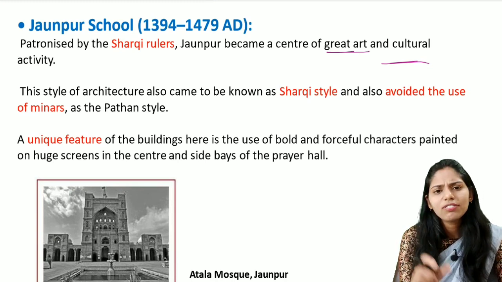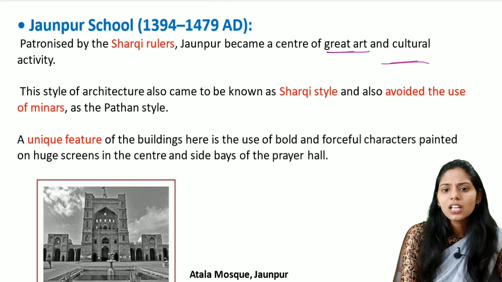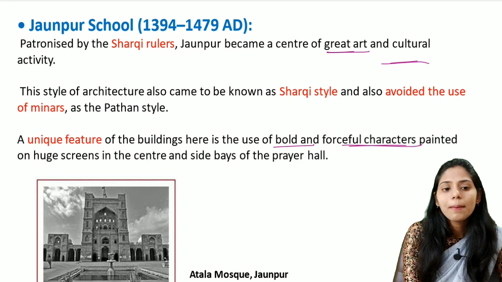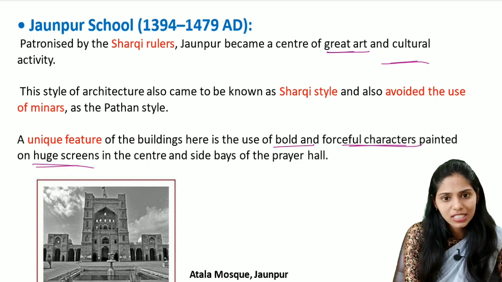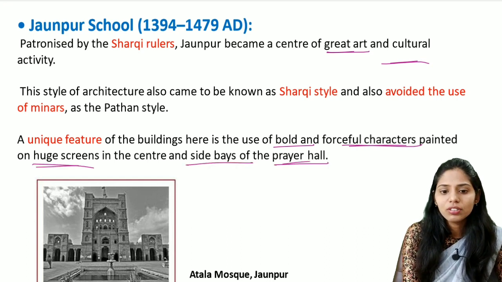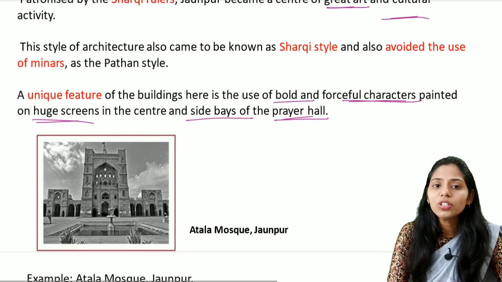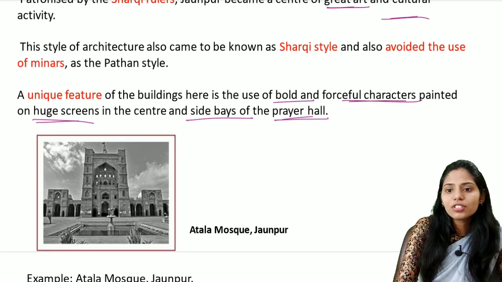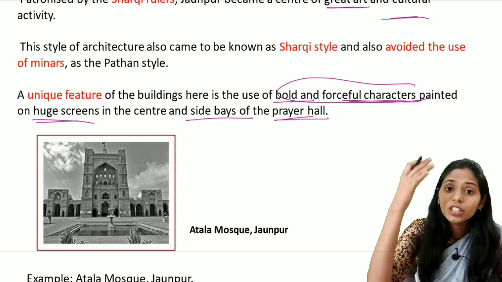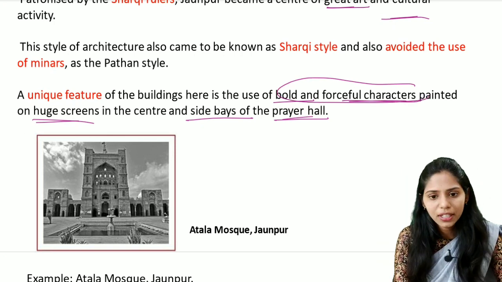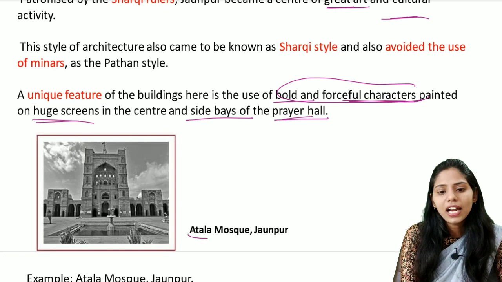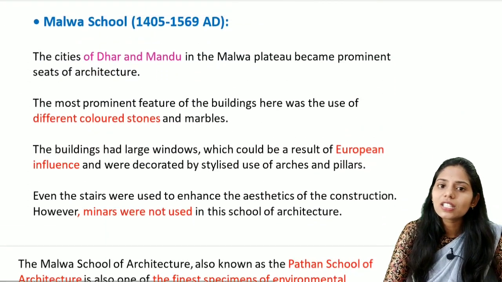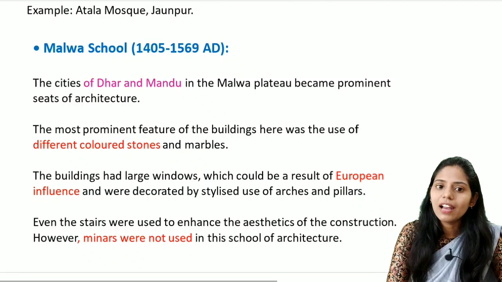One of the unique features of this Jaunpur school is the use of bold and forceful characters painted on the huge screens in the center and the side bays of the prayer halls. This is one of the unique features of the Jaunpur school. The example is the Atala Mosque, located in Jaunpur. And let us see the next school, an interesting school, the Malwa School.